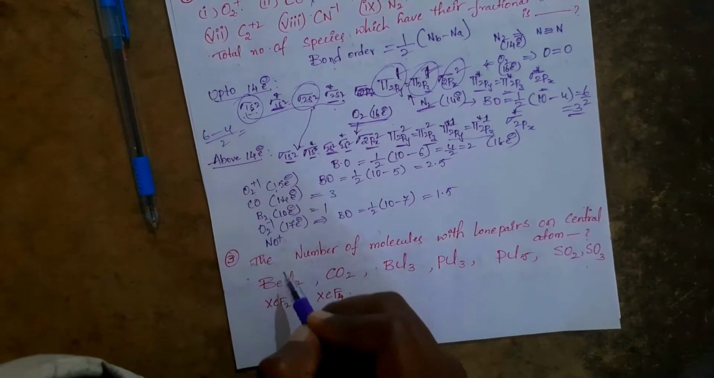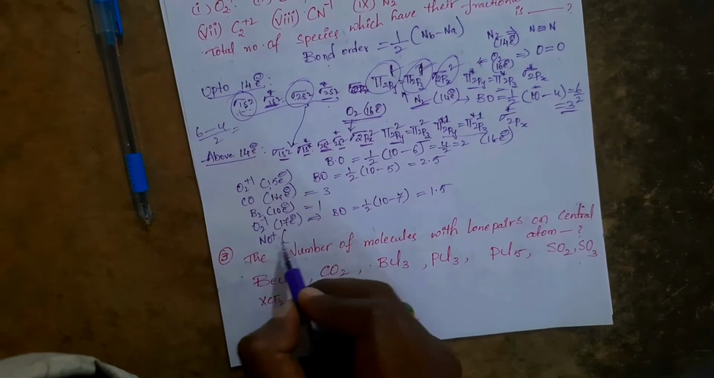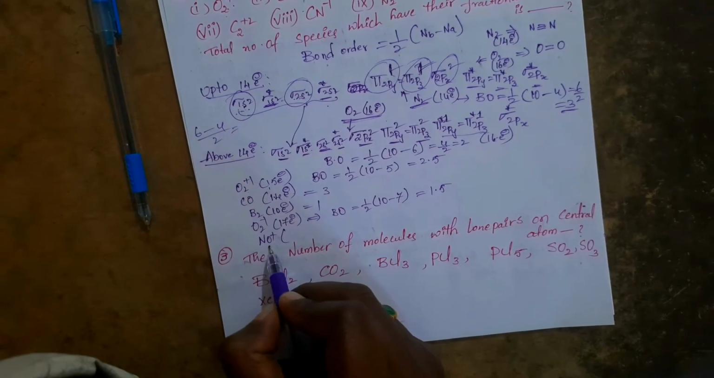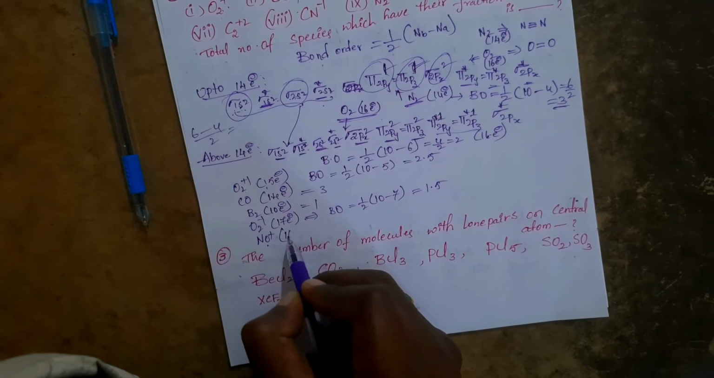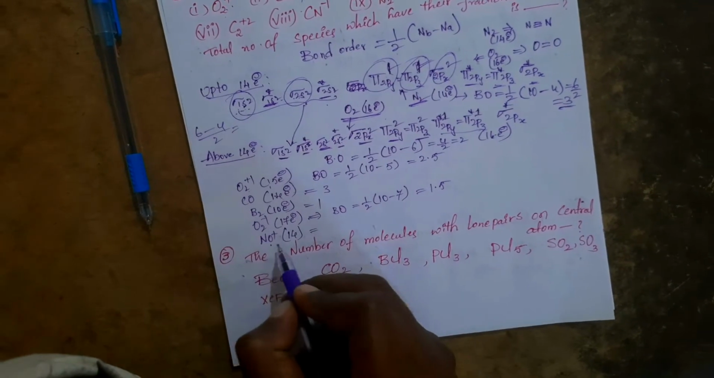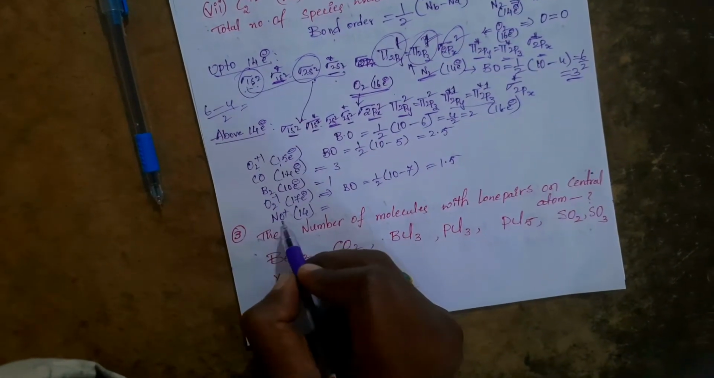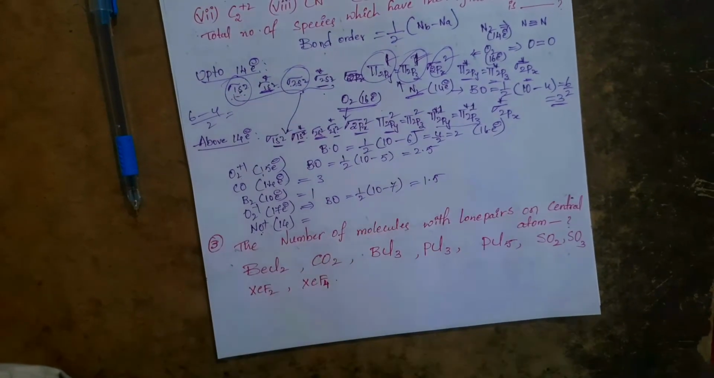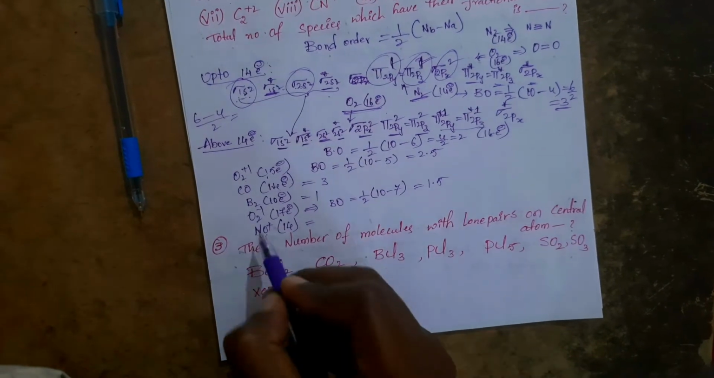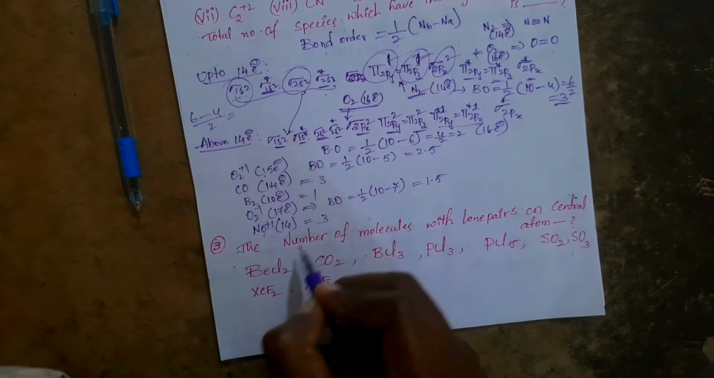Take NO plus. In the case of NO plus, how many electrons? Nitrogen 7, oxygen 8. So the total will be 15. 15 minus 1, that is 14. 14 electron means the same configuration. Nitrogen 7, oxygen 8. So it will be 15 minus 1, plus 1 is there. So the bond order is 3.